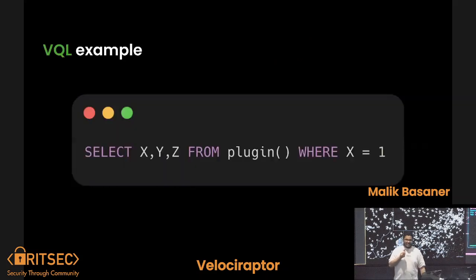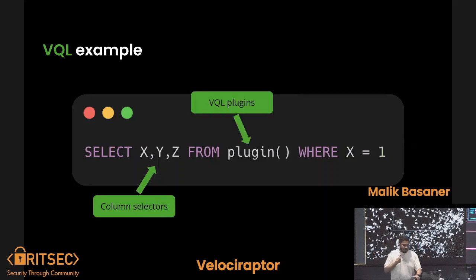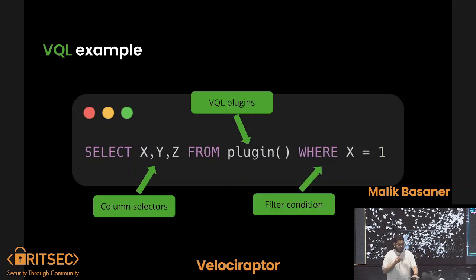So let's look at an example. As you can see, we have a select statement here: select from plugin where X. What does all of that mean, Malik? I'm not sure I understand. So let's break this down. We're going to select, and that is the column selector. So we're going to select column X, column Y, column Z from a VQL plugin, and there can be millions of different plugins. All of that is documented on their website. After that, we have a filter condition where we filter based on X equal to 1.